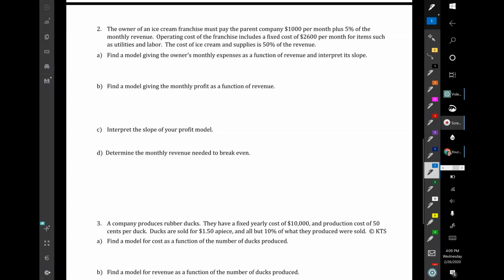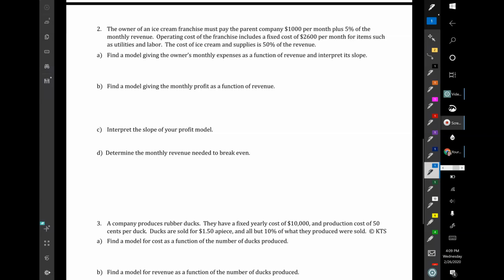So number 2, the owner of an ice cream franchise must pay the parent company $1,000 per month plus 5% of the monthly revenue. Operating costs of the franchise includes a fixed cost of $2,600 per month for items such as utilities and labor. The cost of ice cream and supplies is 50% of the revenue. So we kind of have a little twist on a couple of these. So we have to pay attention to what we're labeling things and how that's all going to work out.